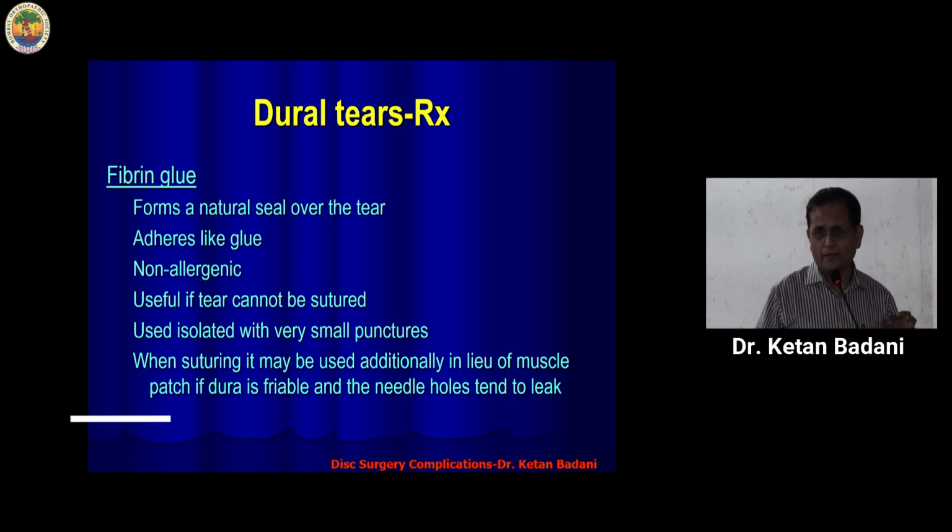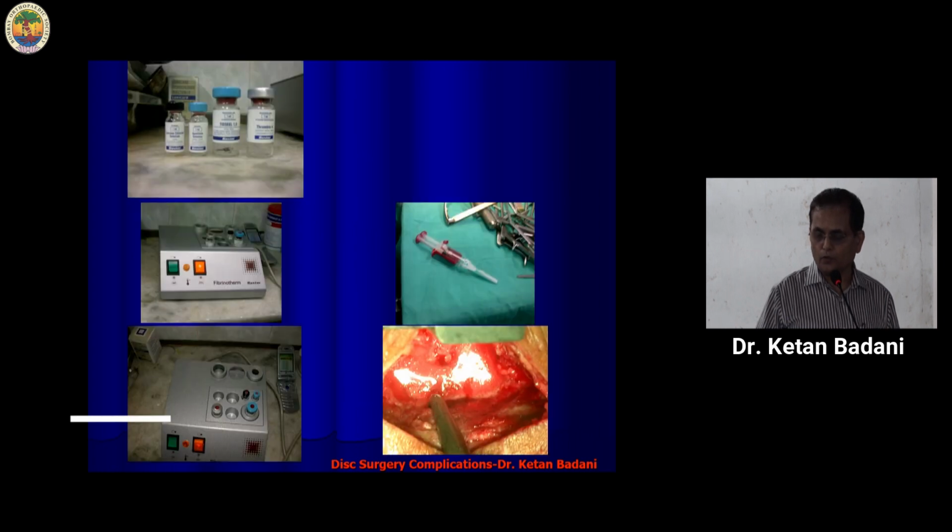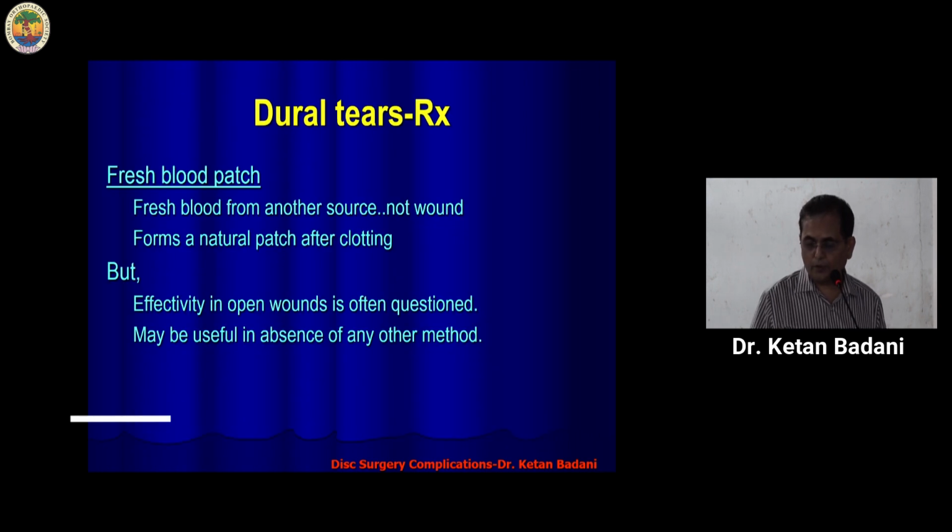It forms a natural seal over the tear by a mixture of fibrin and thrombin and adheres like a glue. So in small tears that cannot be sutured, it is useful, or sometimes you can use it as an adjuvant to seal the holes caused by the needle which you use for suturing. It comes in fibrin and thrombin vials, and then there is a special device where the two can be mixed and injected over the dura, giving a glue-like layer on top of the dura.